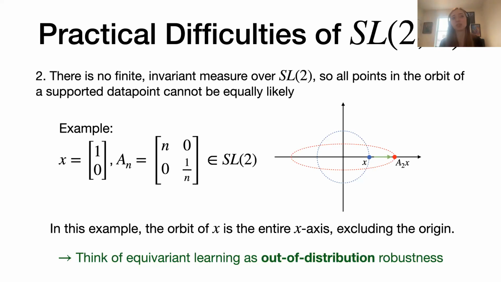So for example, consider this vector x, which is (1, 0). You could also think of it as a degree 1 bivariate polynomial, which is just x. And consider these matrices in SL2 acting on this vector. This is a simple subset of matrices of SL2 that just moves x all along the x-axis. And in fact, the orbit of x is now the entire x-axis. So of course, we can't really have an actual uniform distribution over this orbit. So what does that mean?